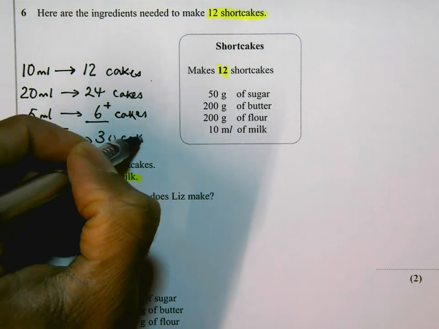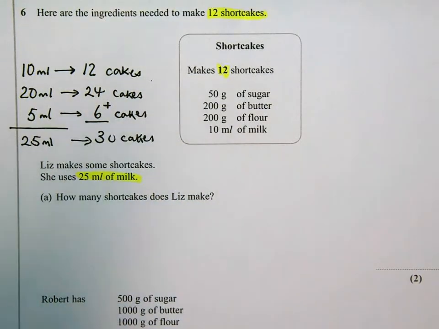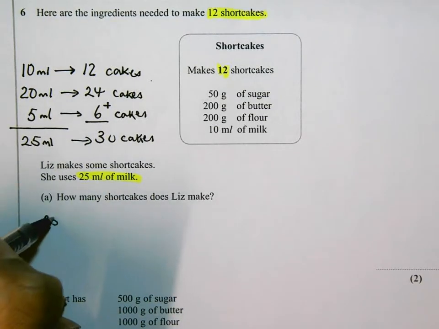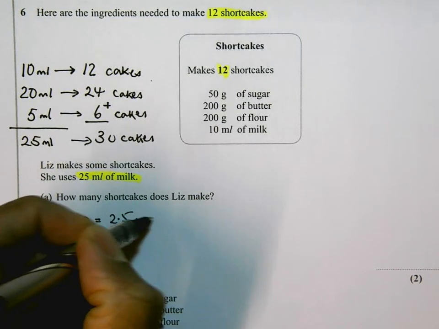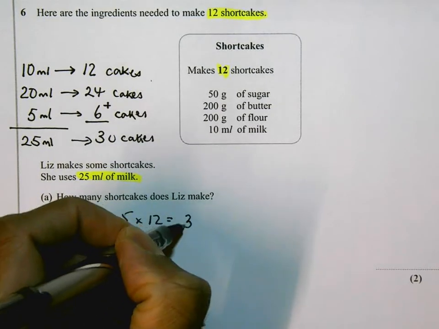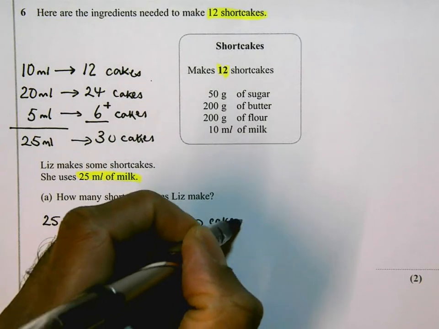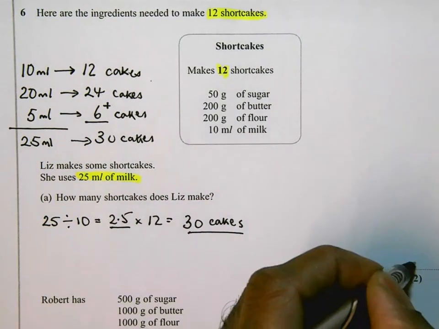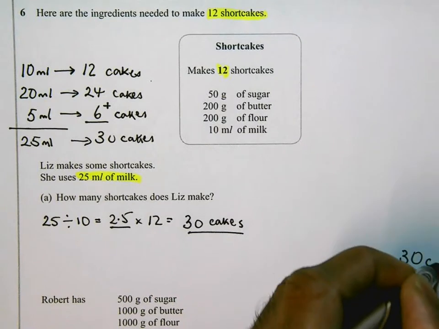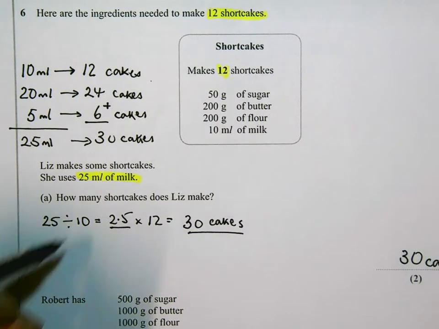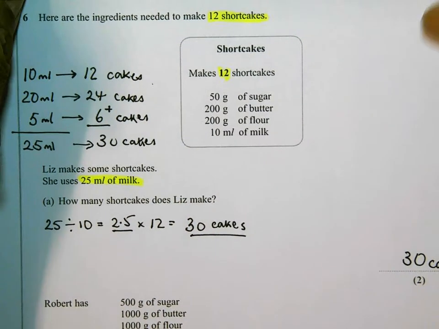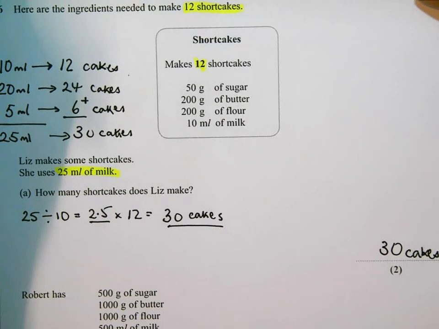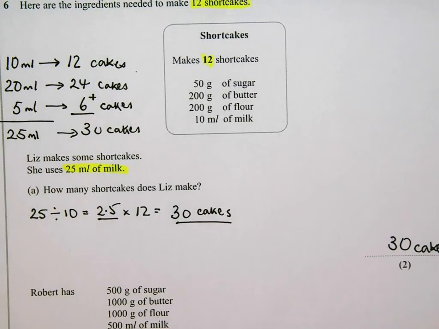This is a pretty straightforward way of doing it. There are several other ways you could have broken it down. You could have said that 25 divided by 10 is 2.5, and if you times 2.5 by 12, that gives you 30 cakes as well. So, as I said, there are several methods you could use, but the answer is 30 cakes. You didn't need to write a sentence, they just said how many shortcakes did she make, because you've just written in 30 there. Now, this is a pretty straightforward question. Make sure you read the question carefully. This is also on the foundation paper.